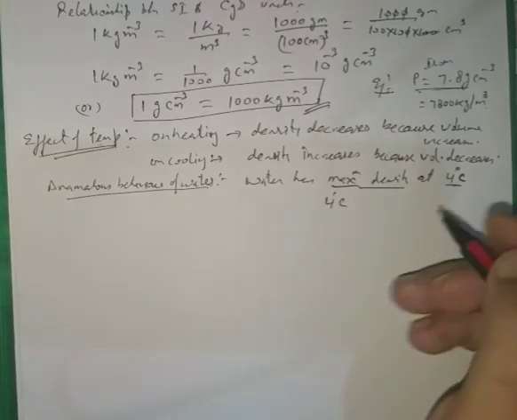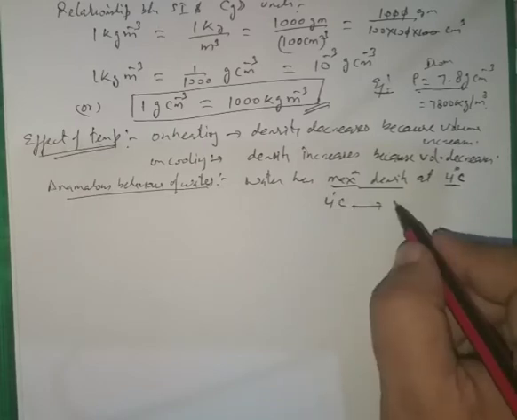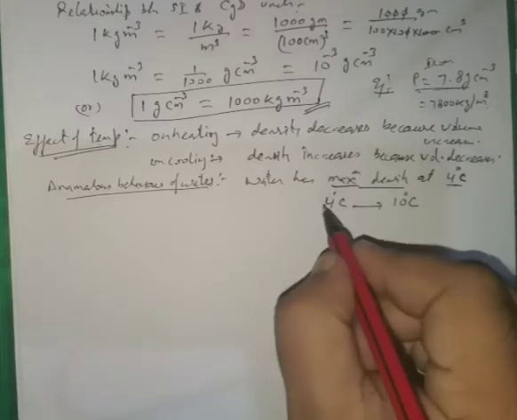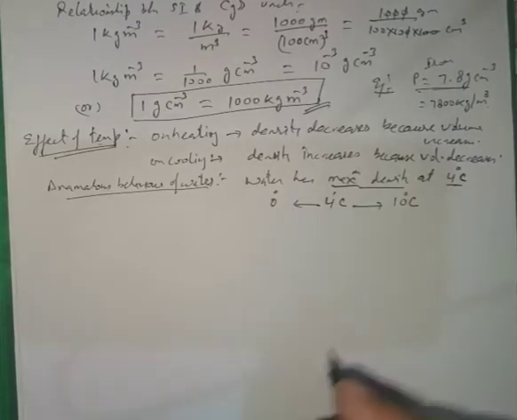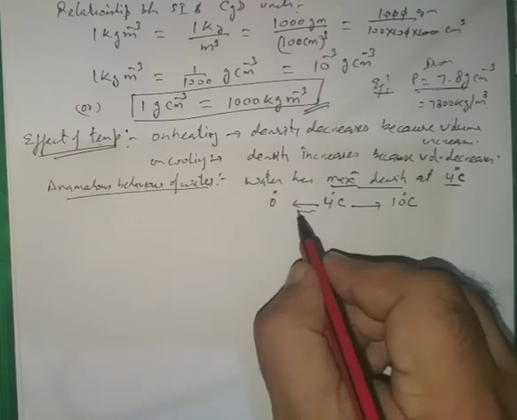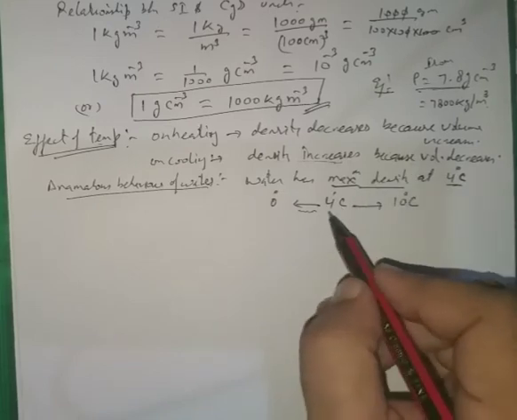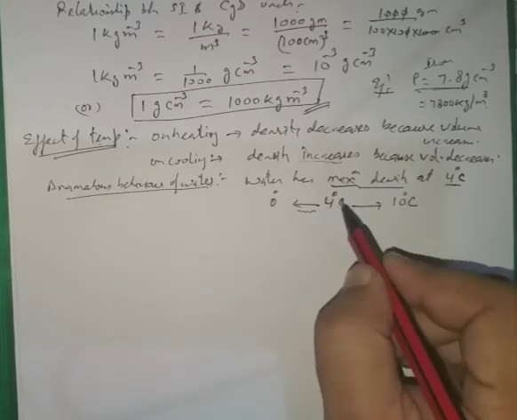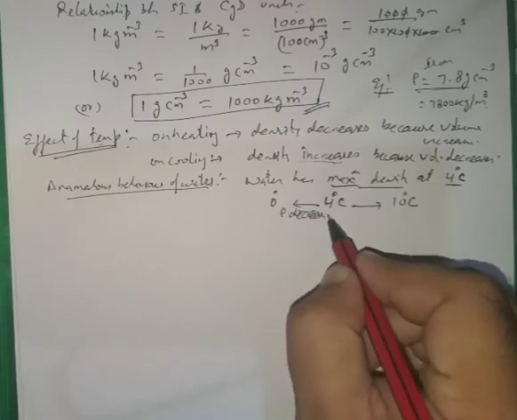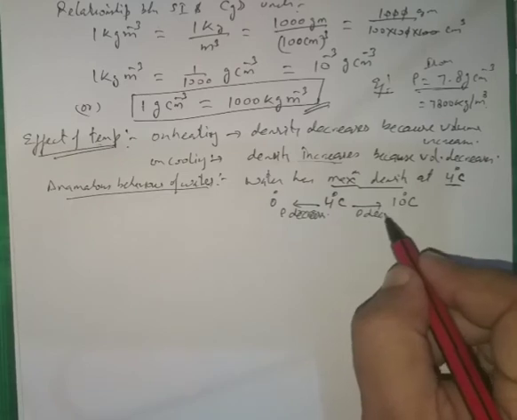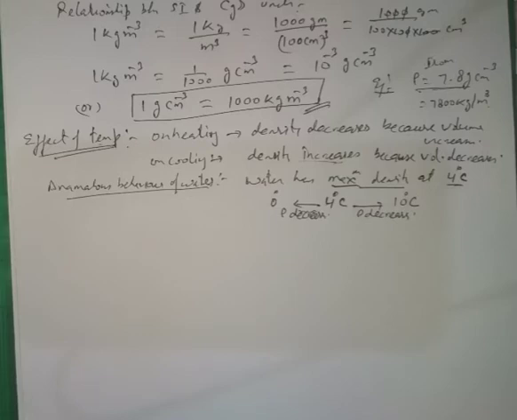If the temperature is increased beyond 4 degrees Celsius, meaning if I am going from 4 degrees Celsius to 10 degrees Celsius, or from 4 to 0 degrees Celsius, in both these cases, for most of the substances density increases on cooling, but for water, as we cool down water from 4 to 0, its density decreases, and here also density decreases. So this is the meaning of anomalous behavior.